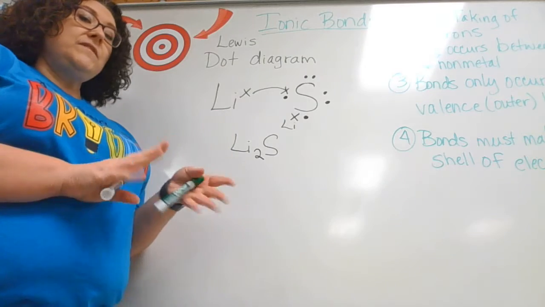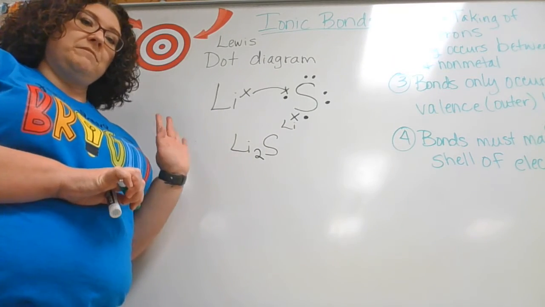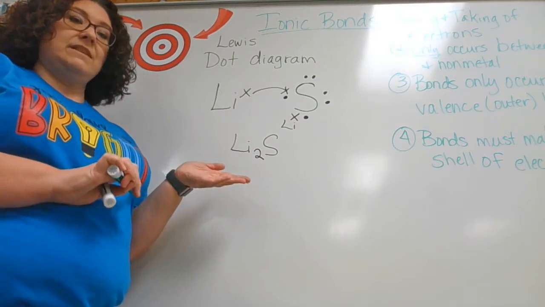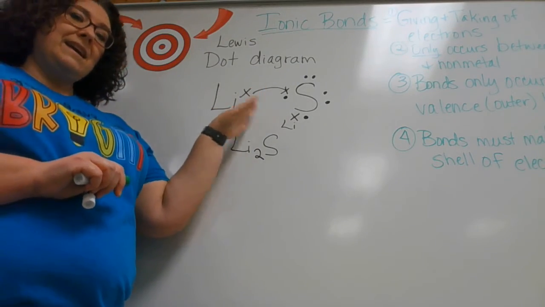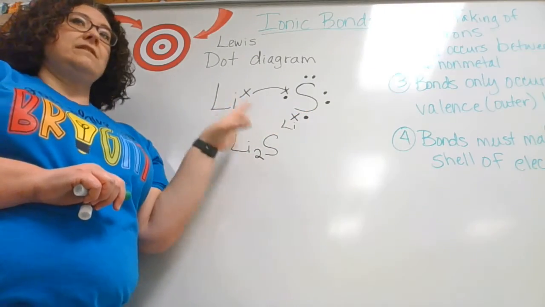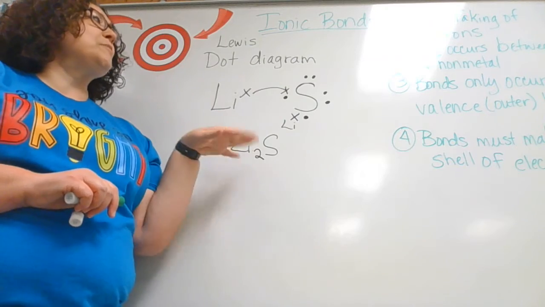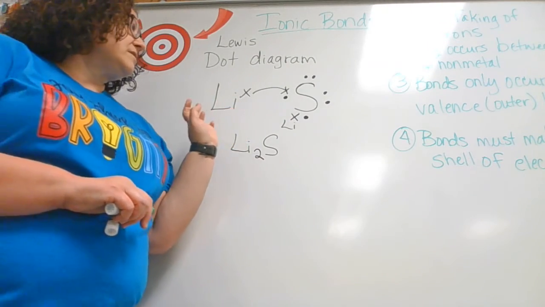I know this is confusing because we just went over Bohr diagrams and now we're looking at a different diagram. This is just a simpler way to write your bonding with the valence electrons. Remember, valence is just your very outer layer of electrons.